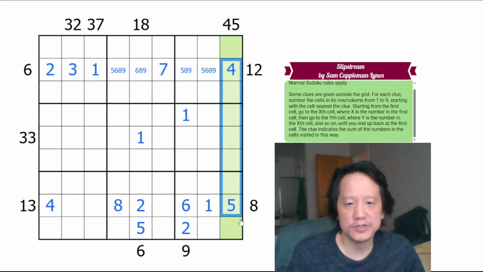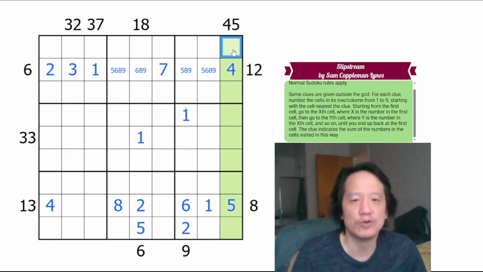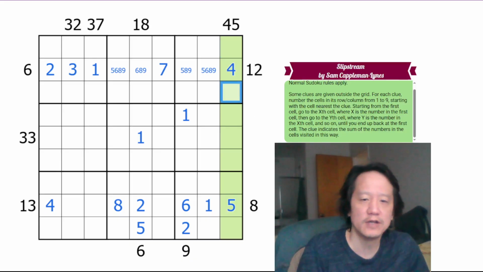Where is 1 in column 9? Can't be here because of the 1 in the box. Can't be here because of the 1 in the box. It cannot be the first digit because then it just points to itself and that would sum up to 1. So this must be a 1 here.